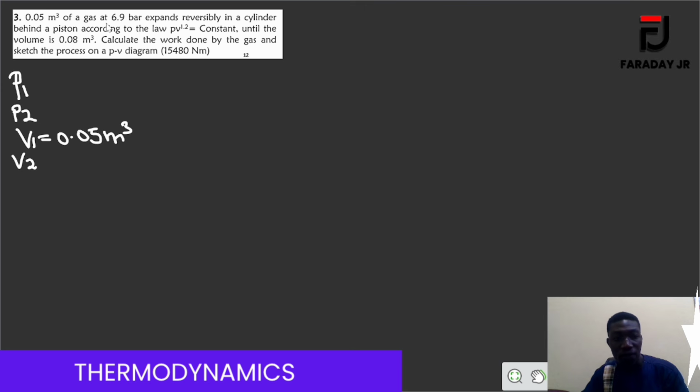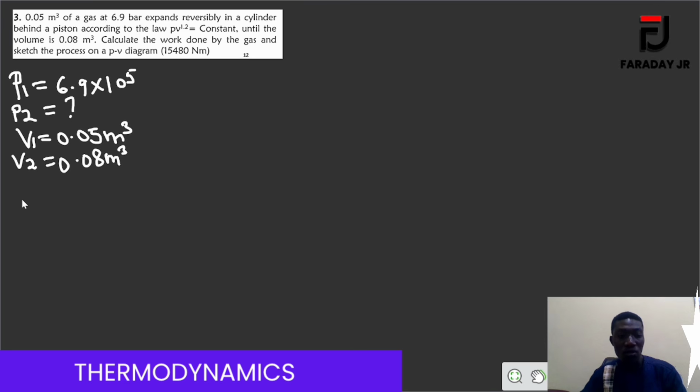Then we have our P1 being 6.9 times 10 raised to the power of 5. Then we have our P2. In a cylinder, until the volume is 0.08, so our final pressure wasn't given. So we can put a question mark here. And lastly, our final volume was given as 0.08 meter cube.